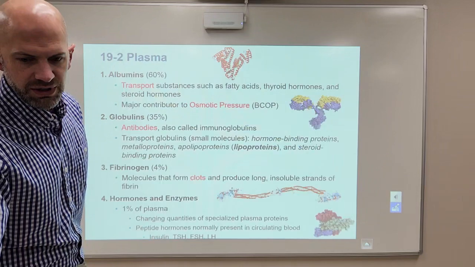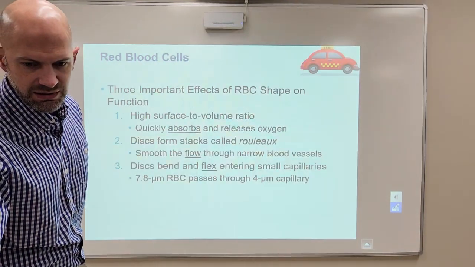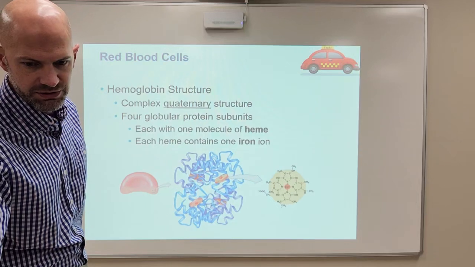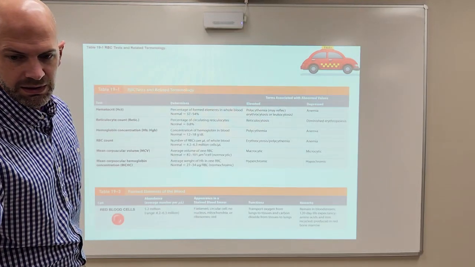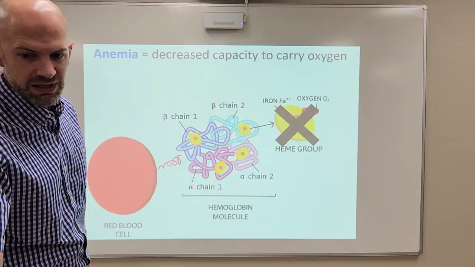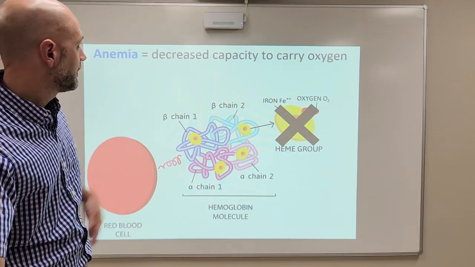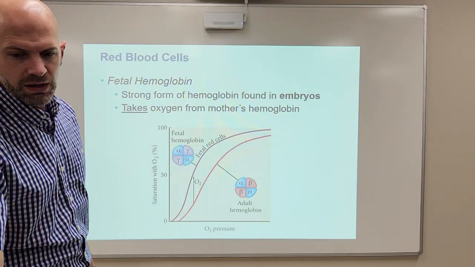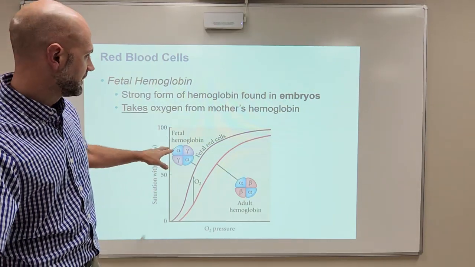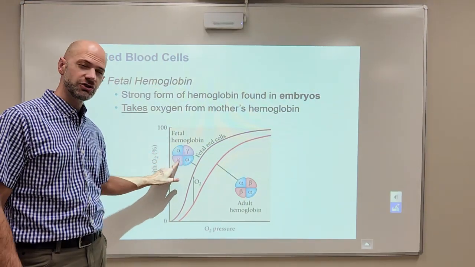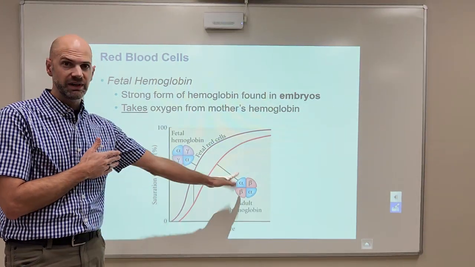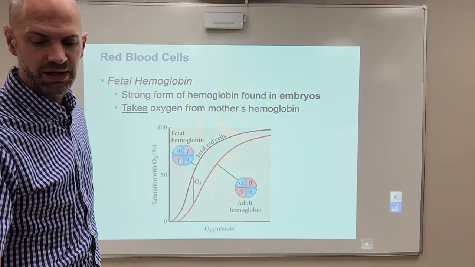Okay, went through some general characteristics, the proteins, okay? Talked about the properties of red blood cells, we talked about hemoglobin, talked about the different ways in which anemia can affect the capacity to carry oxygen. And we talked about fetal hemoglobin having these two different genes. The gamma subunit is present in the fetus, and during development it will transition to the beta subunit.